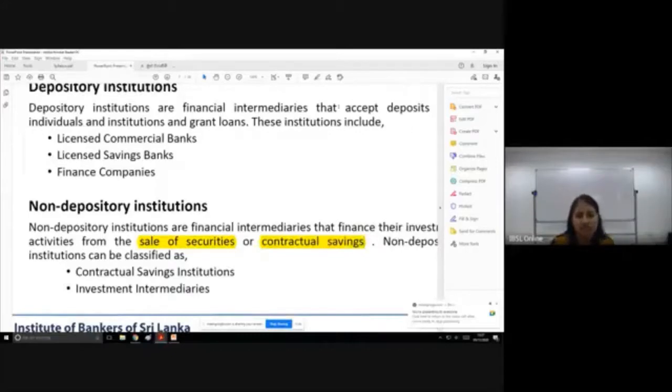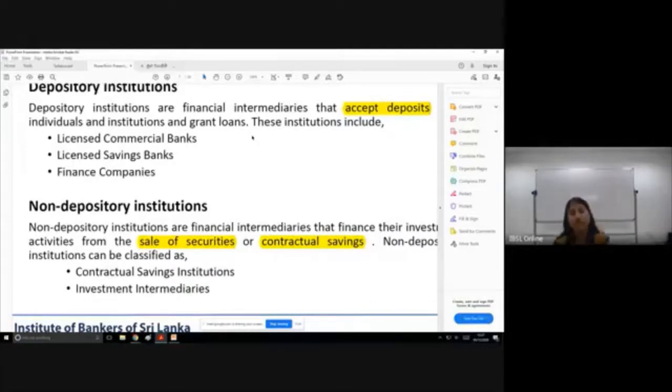Depository institutions accept deposits. It can be current accounts, savings, fixed deposits. Once they get that, they will use those funds to grant loans for different periods. It can be a short-term loan, it can be a term loan for 5 years, 30 years. That's how the banks manage. Deposits are their main source.